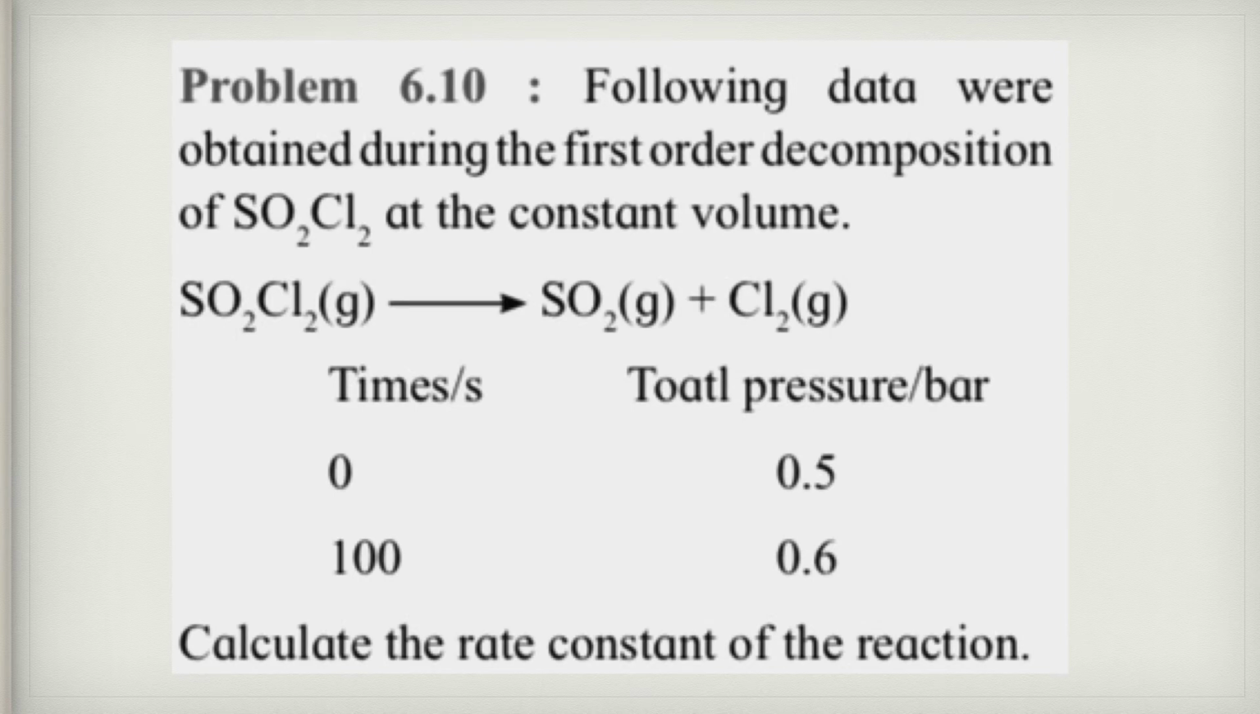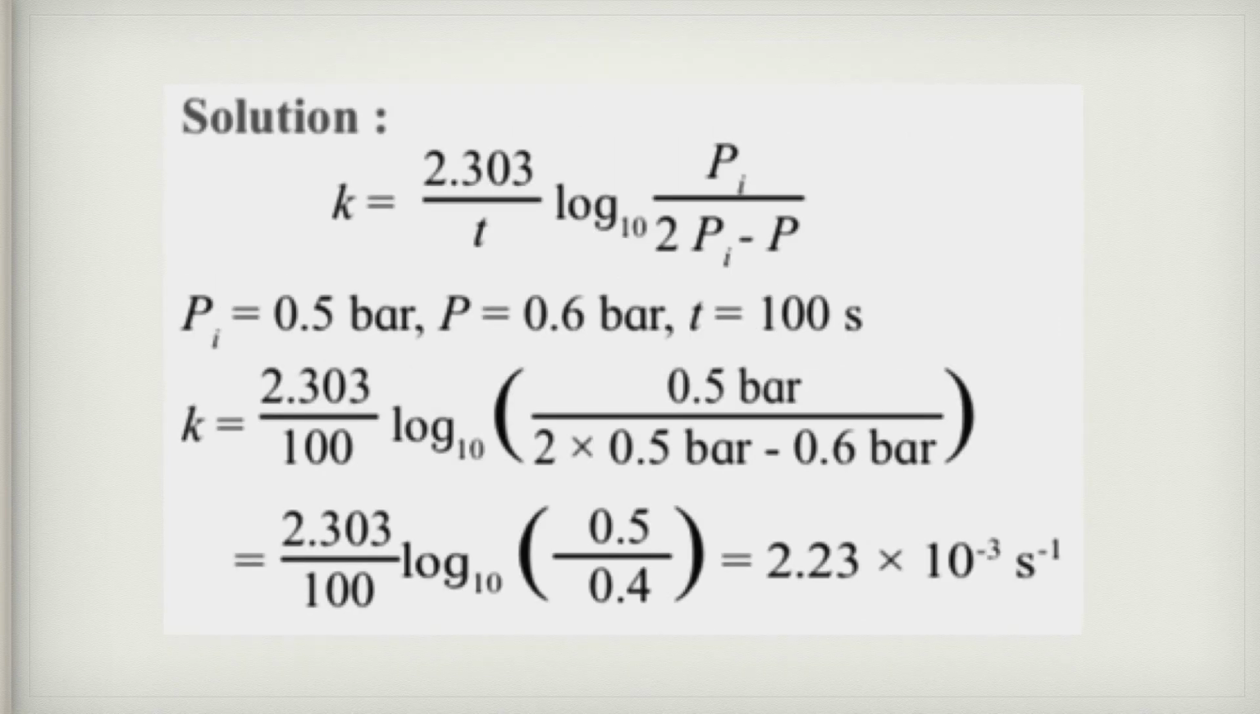Now when time is 0, the pressure is 0.5, that means we can take this as the initial pressure. And 100 is nothing but the final time, therefore the pressure corresponding to it will be the final pressure there. So easily we can calculate the rate constant over here. Now we'll write down the formula for that. K is equal to 2.303 upon T log to the base 10 Pi upon 2 Pi minus P, where Pi is the initial pressure and P is the final pressure.